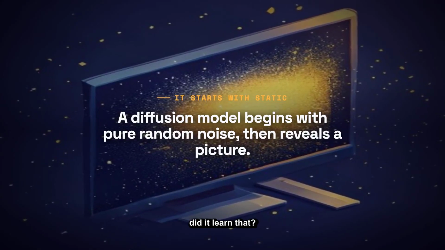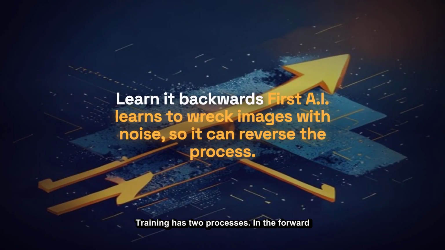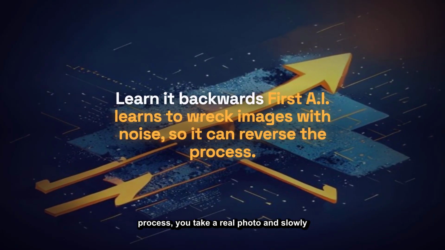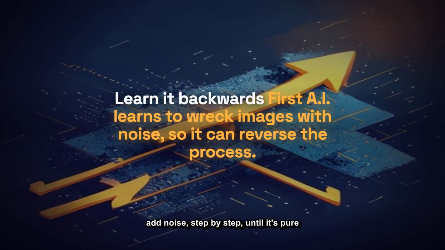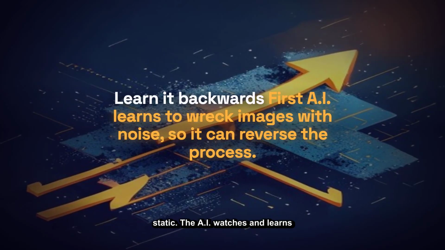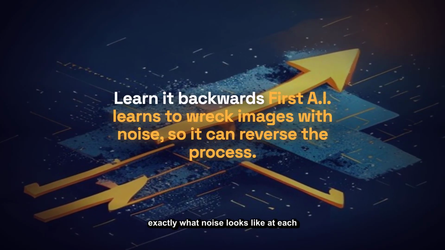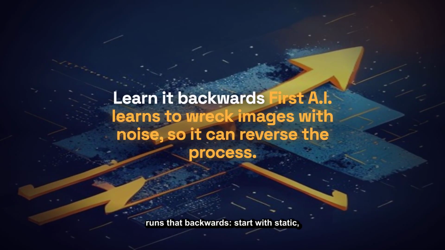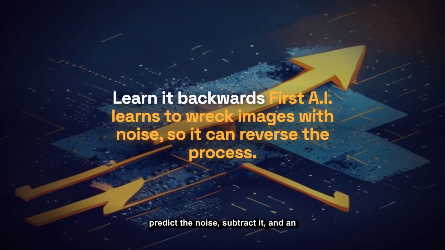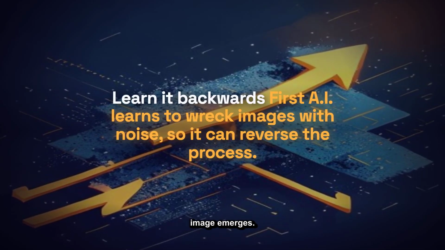So how did it learn that? Training has 2 processes. In the forward process, you take a real photo and slowly add noise, step by step, until it's pure static. The AI watches and learns exactly what noise looks like at each stage. Then in the reverse process, it runs that backwards. Start with static, predict the noise, subtract it, and an image emerges.